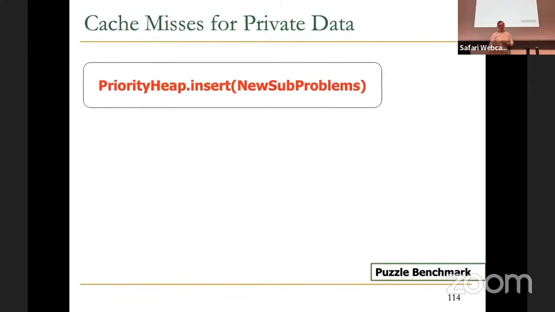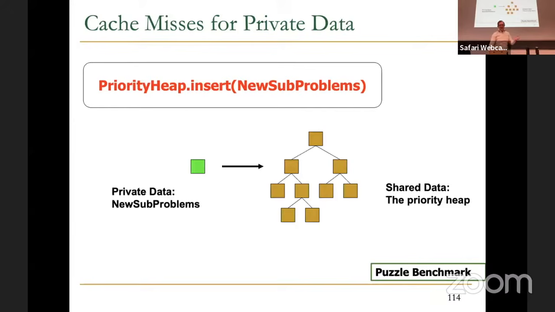Okay, so let's take a look at cache misses for private data. Usually, the cache misses for private data is actually a smaller fraction, but not in all cases. It depends on how much the programmer optimized the code, etc. In some cases, the programmer has a large critical section, and lots of things are private data inside the critical section, etc. Okay, so let's take a look at one example over here. If you're trying to add, for example, a node to a heap, the shared data is the priority heap. Private data is hopefully one element.